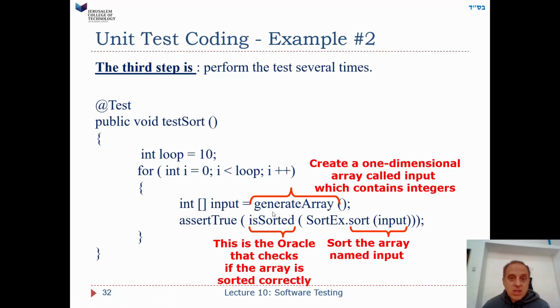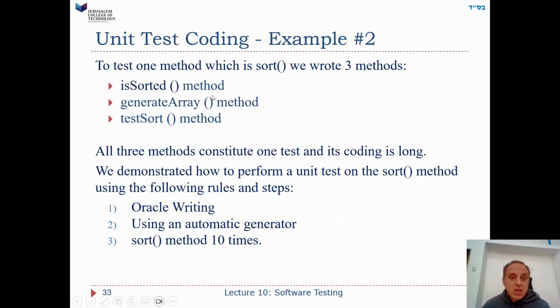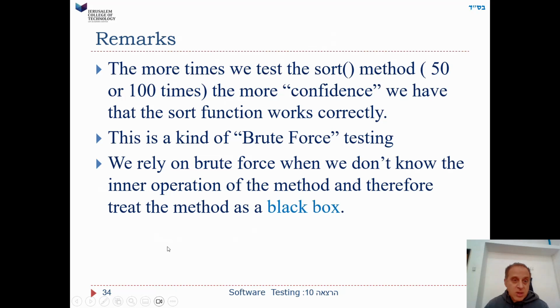So this is black box testing, because we're not interested in what the edge cases are. We're just testing lots and lots of cases. We wrote 3 methods: is sorted, generate array, and test sort. All 3 methods constitute one test, and its coding is longer, therefore. We demonstrate how to perform a unit test with the sort method using the following rules. We used the oracle, we used an automatic generator, and we ran the function 10 times.